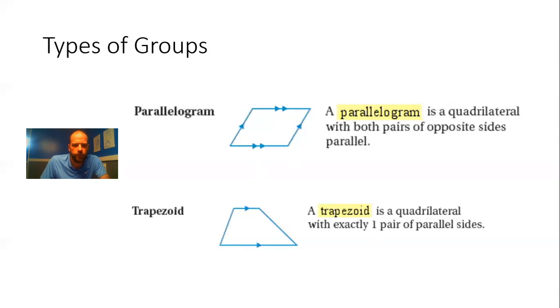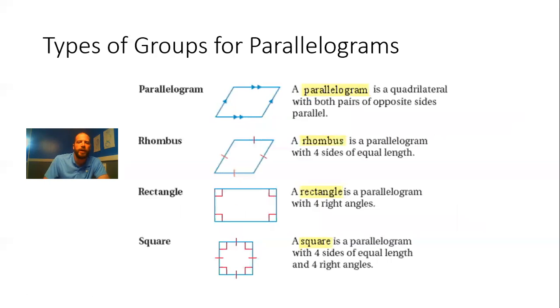So those are those groups. We have a couple other groups we'll talk about. Now, if you are part of the trapezoid group, that's it. You can't join other groups except for the quadrilateral group, because that's what all these are, quadrilaterals, because it just means you have four sides. But if you're part of the parallelogram, we have other groups that you can join too.